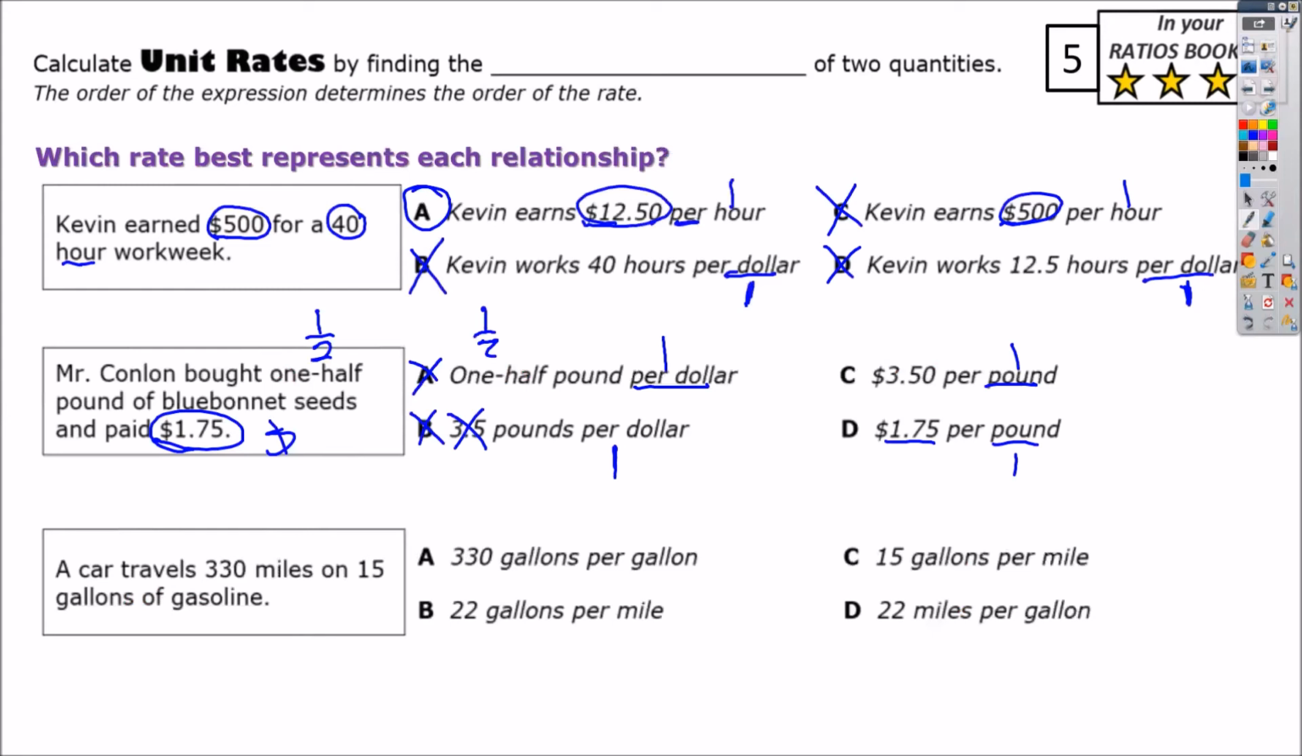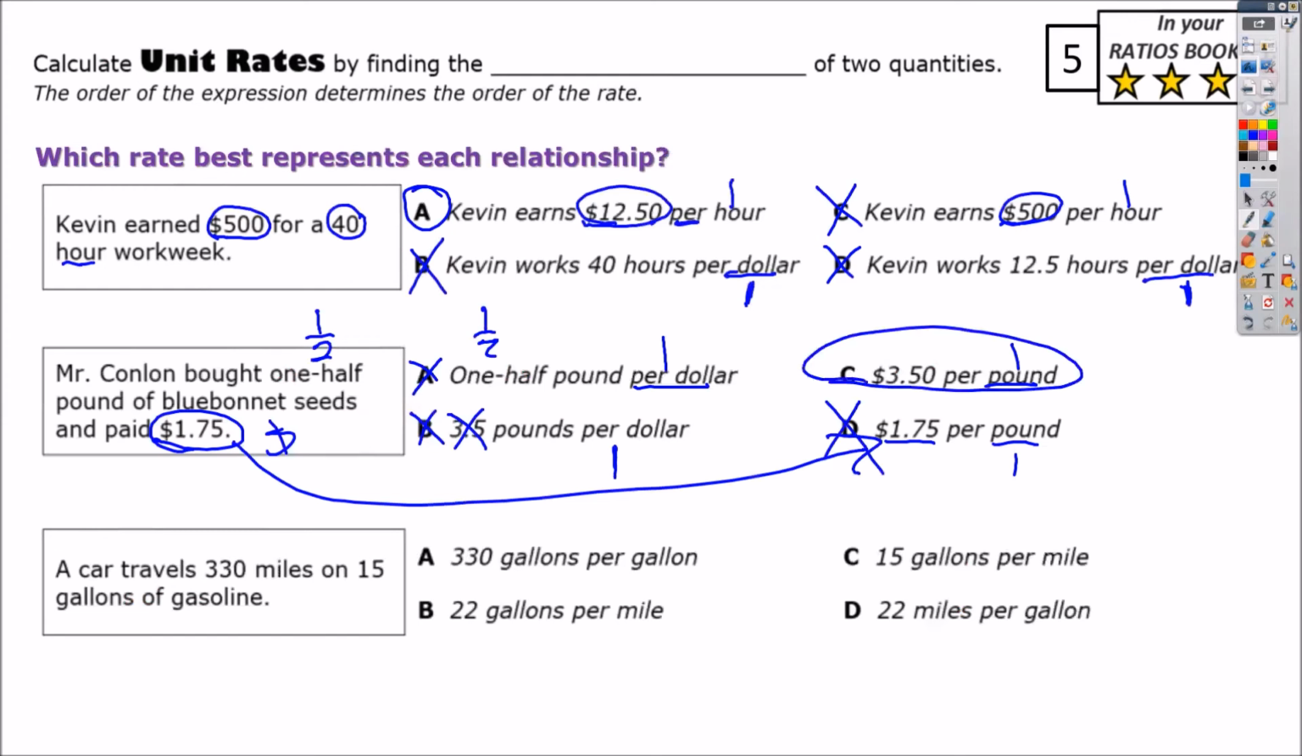Now, which one actually makes sense? If you go back and read, it said for $1.75, you could get 1/2 pound of bluebonnets. Now it's telling you the same exact amount, $1.75 for 1 whole pound. That's wrong. You know it is C.